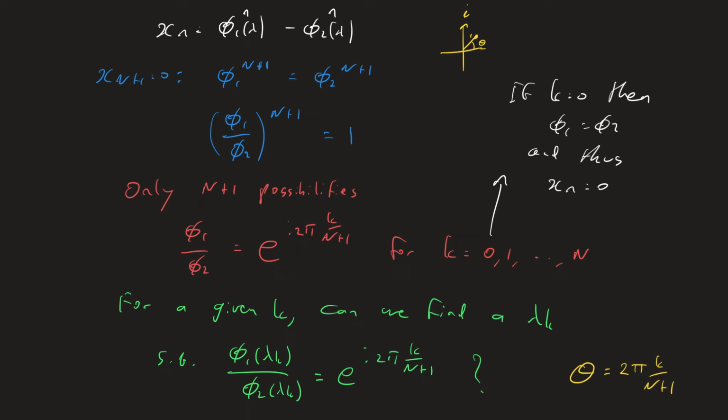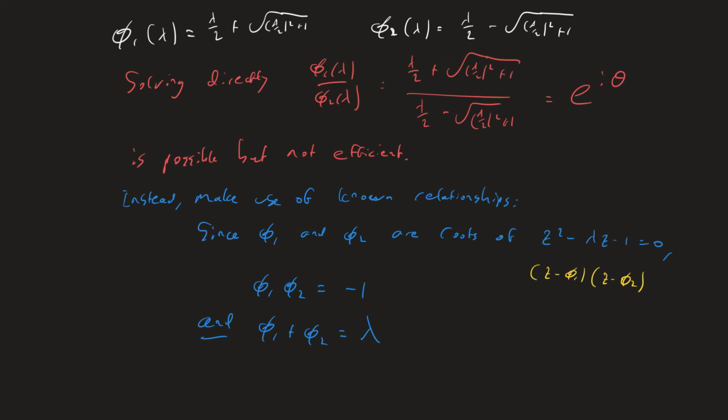Precisely, I want to be able to find a value of lambda such that phi 1 divided by phi 2 is equal to e to the I theta, where theta is arbitrary. Once I can do this, I can then replace theta with 2 pi little k on big N plus 1, which is what I care about, and then find my corresponding eigenvalue lambda k.